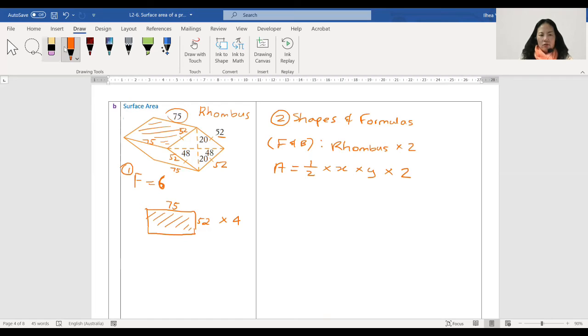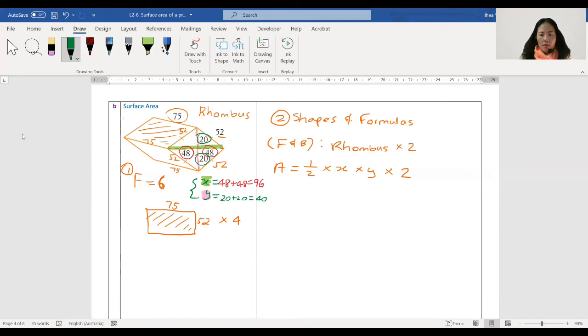So let's have a look at the diagonals. Here, x and y, those are my diagonals. I can see the horizontal diagonal, and this is the vertical diagonal. So I'm going to call my vertical one y and horizontal one x. My horizontal diagonal says each little part is 48, and I want the whole length, so I do 48 plus 48, which gives me 96. My vertical one gives me 20 here and 20 here, so it'll be 20 plus 20, which is 40.